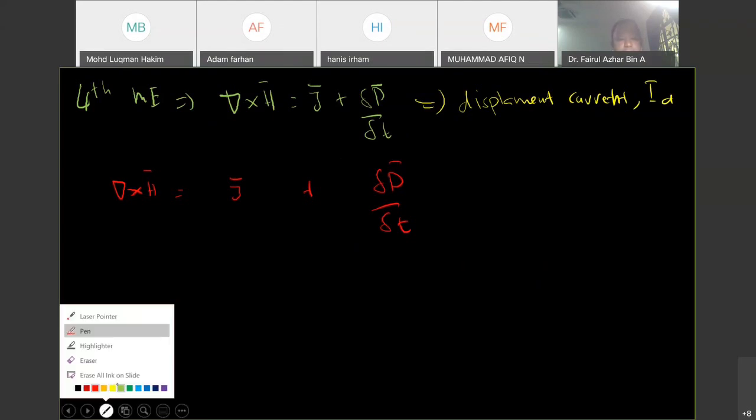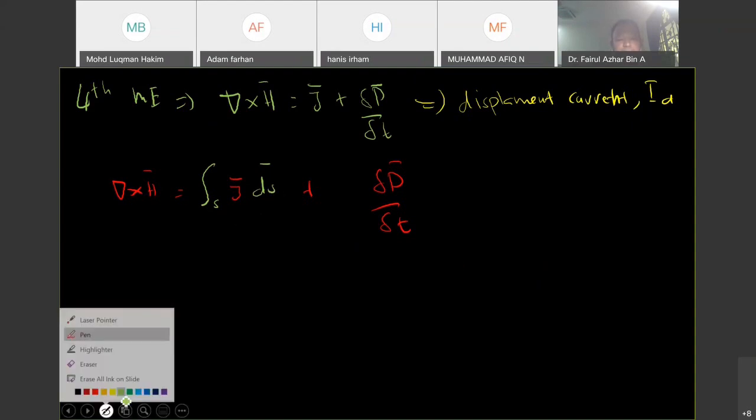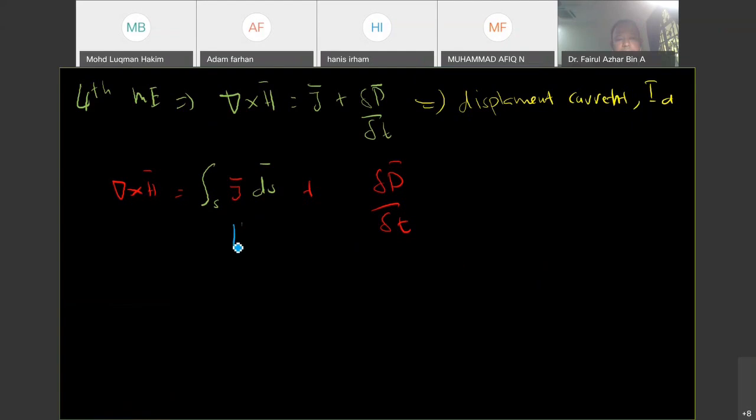From this expression, let's say we integrate J over a certain surface. The solution for this expression is what we call the conduction current. This is a concept that we have seen in electrostatic topics.